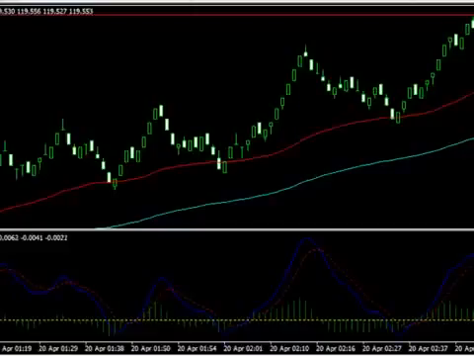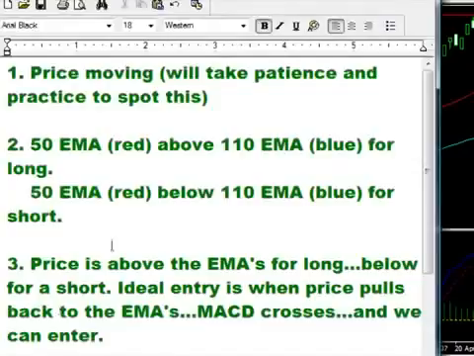So this is a range chart. This is a 3-minute range chart, so you'll have to set that up. And I've written out the rules. Okay. Rule number one, as usual, is we want price to be moving.